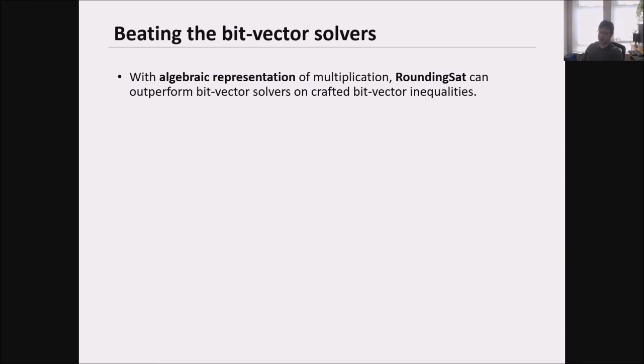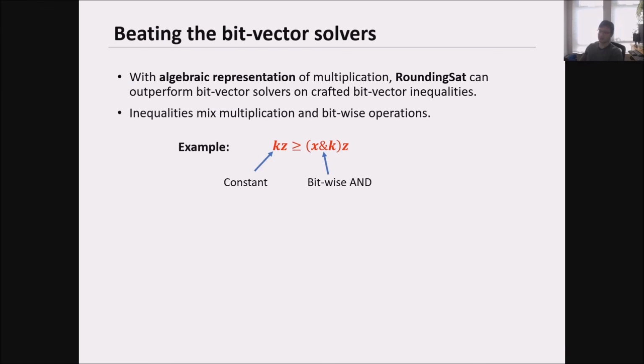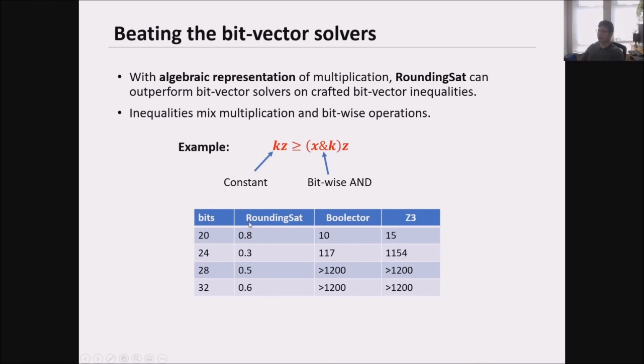Well, we found that this form of bit blasting actually did allow us to outperform some bit vector solvers for certain crafted inequalities. These inequalities contain mixes of multiplication as well as bitwise operations, since this is the weakness of bit vector solvers that we're really trying to target. Okay, so one of these inequalities, for example, was the following: kz is greater or equal to the bitwise and of x and k with z. Okay, and we found that rounding SAT was able to solve this up to 32 bits and pretty quickly, whereas the SAT-based approaches didn't do well at all with this.